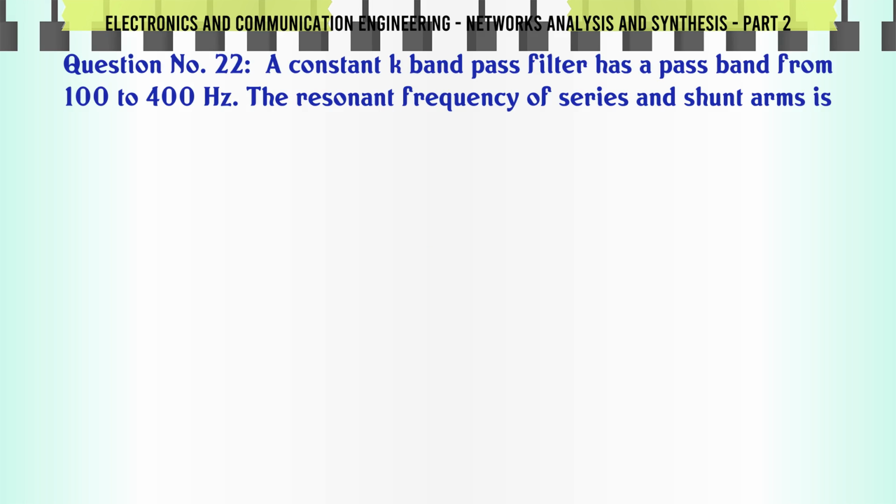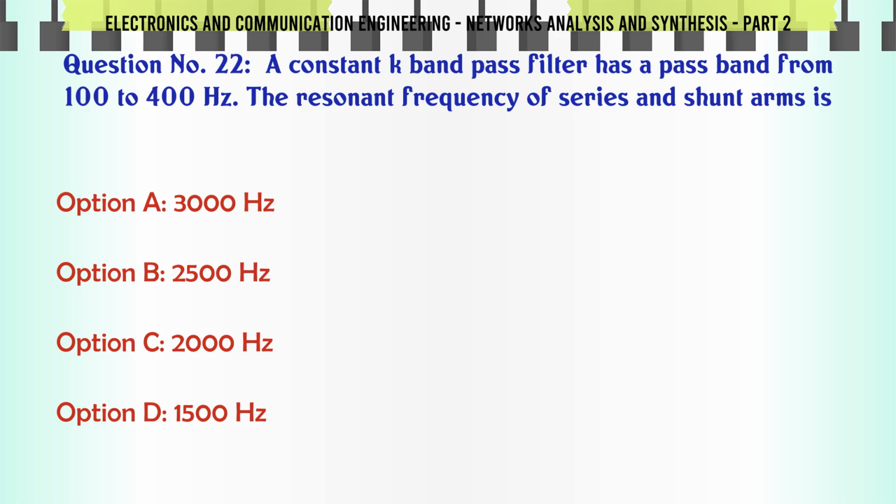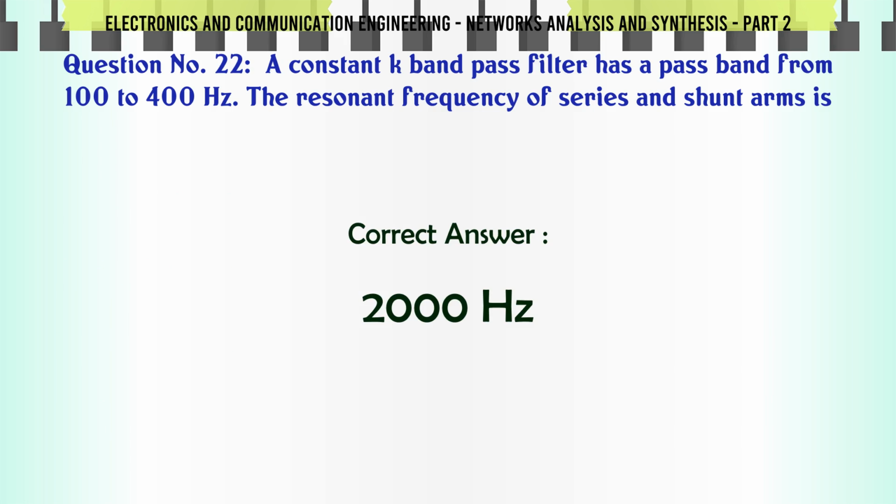A constant K band pass filter has a pass band from 100 to 400 Hz. The resonant frequency of series and shunt arms is A 3000 Hz, B 2500 Hz, C 2000 Hz, D 1500 Hz. The correct answer is 2000 Hz.